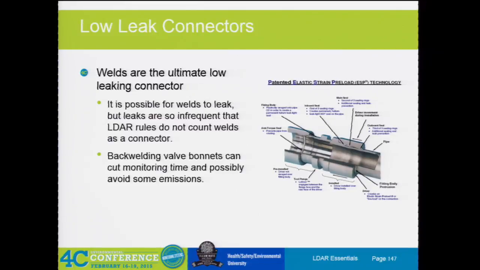Low leak connectors. Welds are the ultimate low leak. It's possible for a weld to leak. We've seen them. It happens. You're not obviously out there monitoring welds to see if they're leaking, but if a weld's leaking, you'll have some kind of elevated background somewhere, and then you just track it down. With the cameras out there these days, it's making it a lot easier to find these types of things. And then back welding valve bonnets can cut monitoring time. Starting to see more of those too, huh?